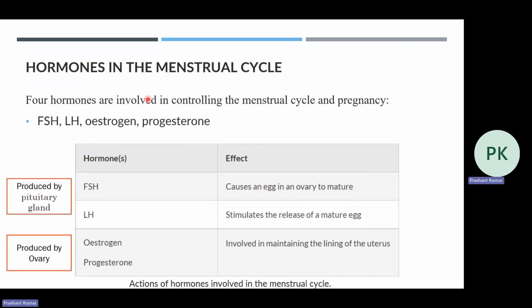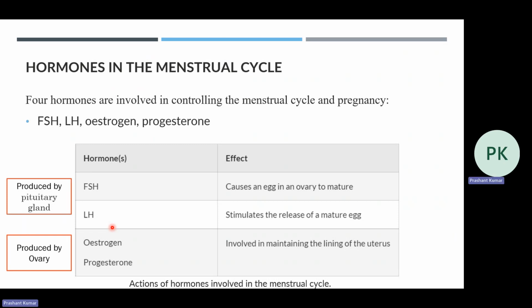In the body, the menstrual cycle is controlled by 4 hormones: FSH, LH, estrogen, and progesterone. All 4 hormones have different functions, and all are produced by different parts of the body. Take an example, FSH and LH are produced by the pituitary gland, and FSH, the follicle stimulating hormone, causes the egg in the ovary to mature. If FSH is not there, the egg is not going to mature. What does LH do? It helps in release of the matured egg. LH is the luteinizing hormone.